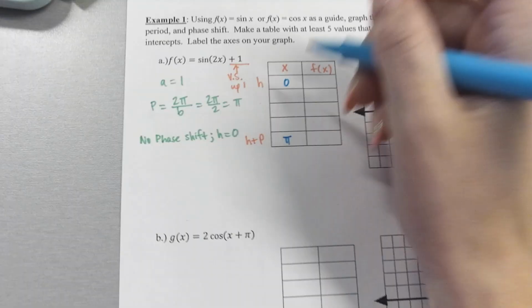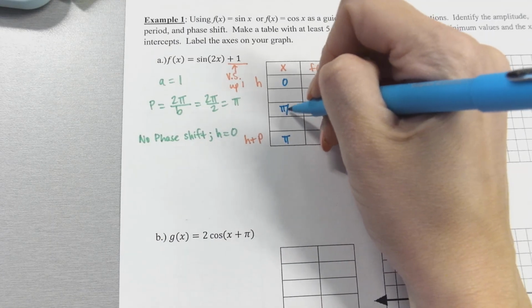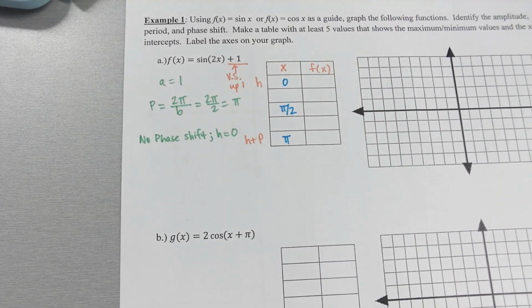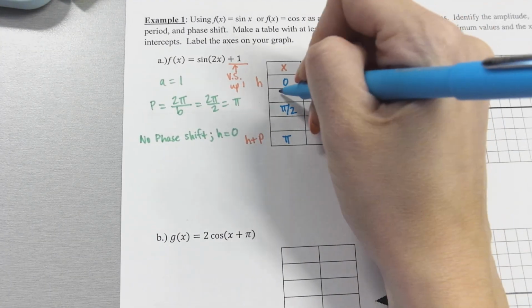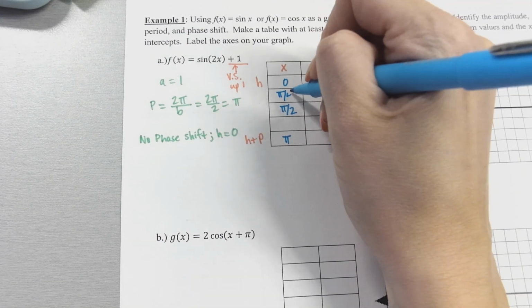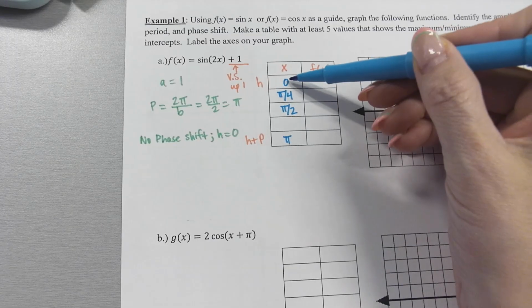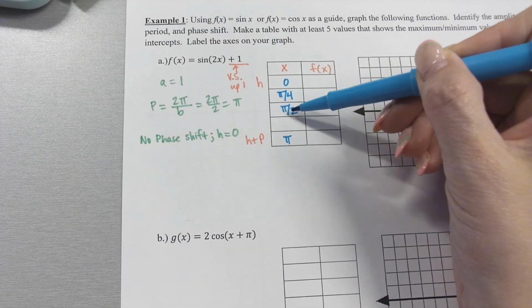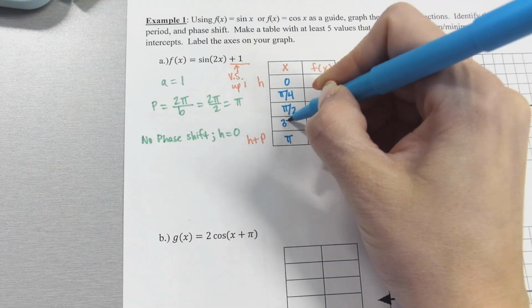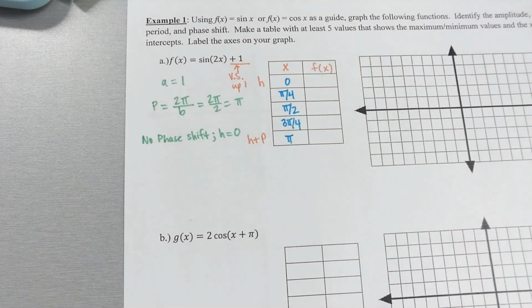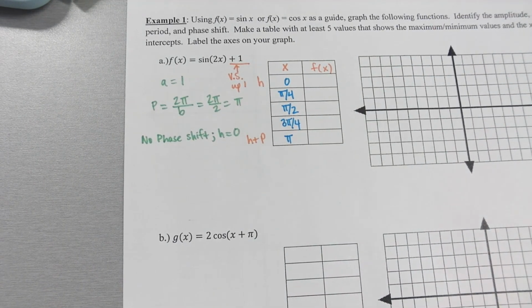Then the next thing we're going to find is the halfway point. Halfway between 0 and pi over 2, halfway between 0 and pi over 2 is pi over 4. And once you know that, you're counting by pi over 4. So 1 pi over 4, 2 pi over 4, 3 pi over 4, 4 pi over 4 is pi, so you know that you have your units correct.